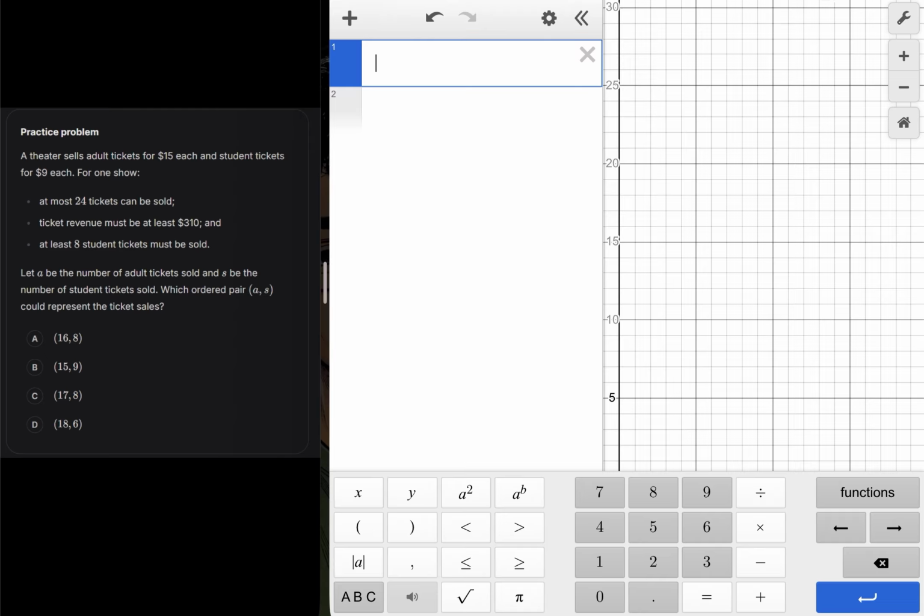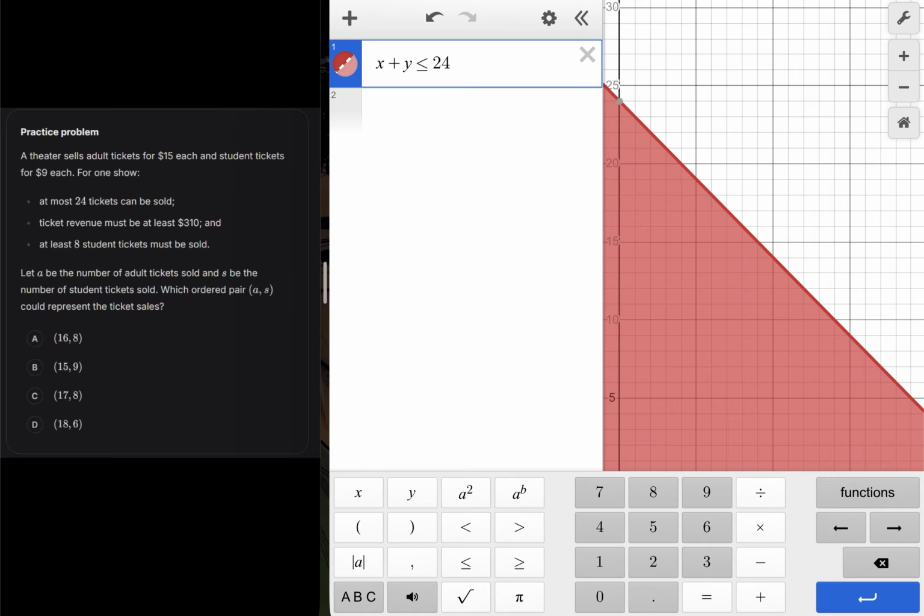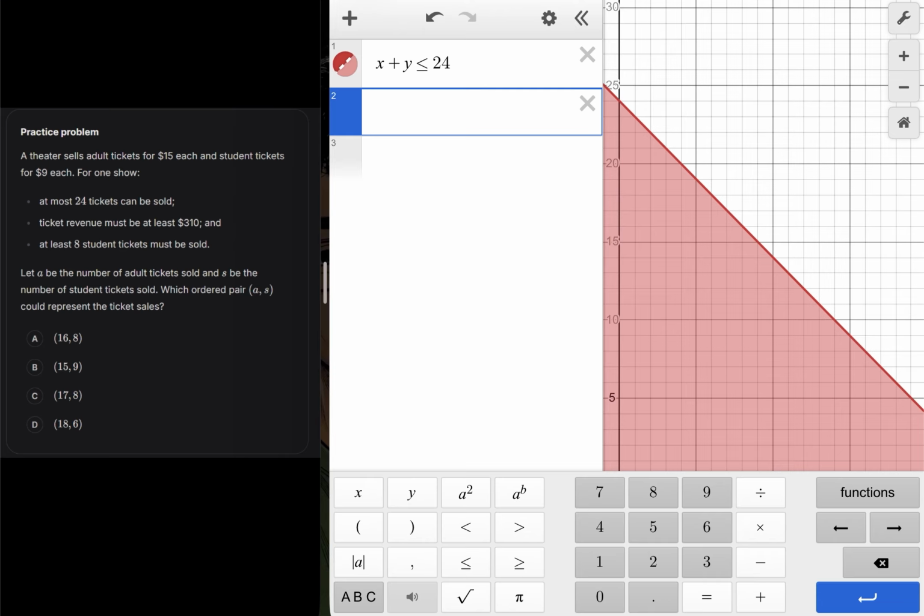So the first step is to make those conditions, right? Write those inequalities. Let's say that the number of adult tickets is x and the number of student tickets is y. Well, we know at most 24 tickets can be sold. So that means the number of adult tickets plus the number of student tickets has to be less than or equal to 24, right? What else do we know? We know that the total revenue must be at least $310. Well, each adult ticket costs $15, right? So 15x gives us the total amount of revenue generated from adult tickets.